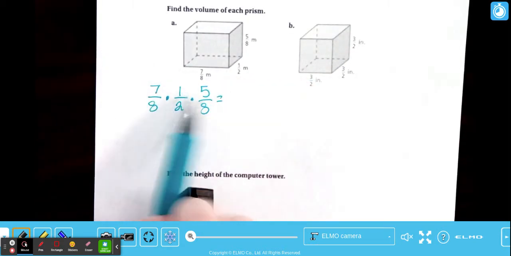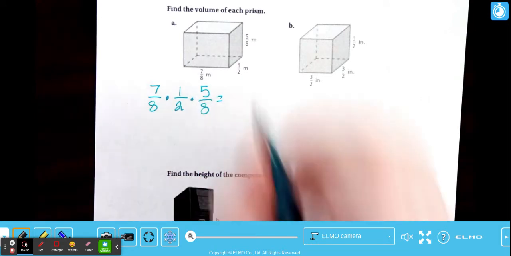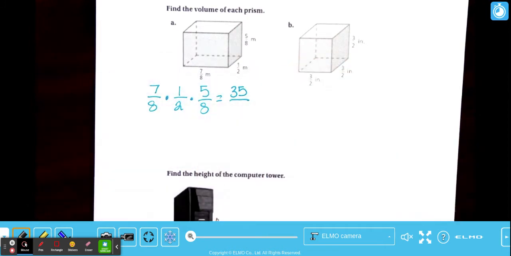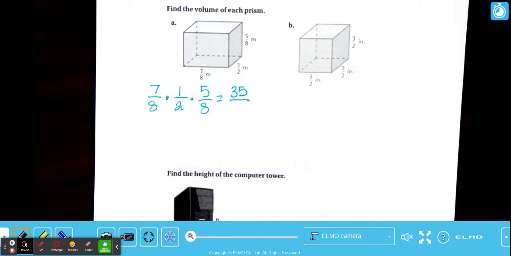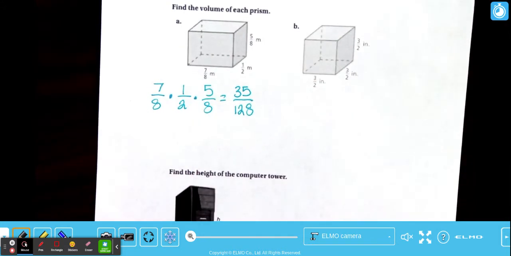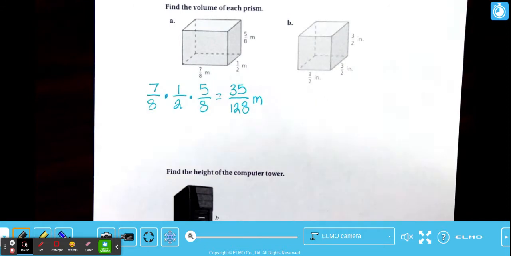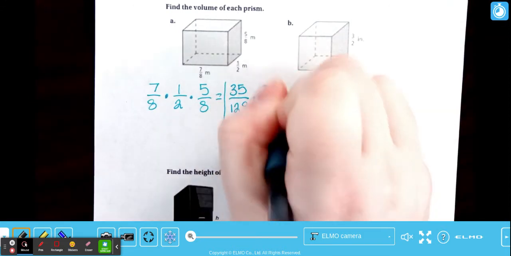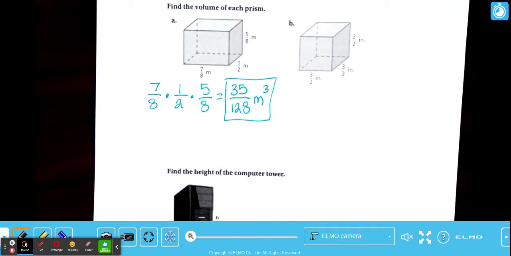What is 7 times 1 times 5? 35. Okay. What is 8 times 2 times 8? 8 times 2 is 16. 16 times 8 is 128. Okay? And then that's going to be meters what? Cubed. All right. A little bit easier than what we've been doing, isn't it? Instead of having to find the area of each individual side and add them all up, it's just kind of one step.